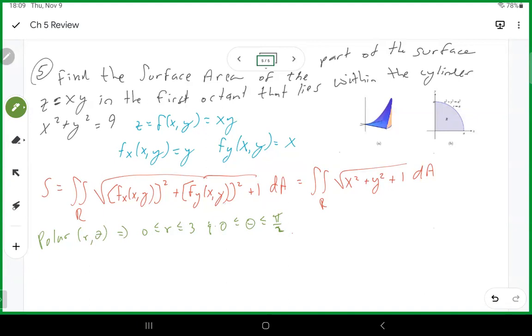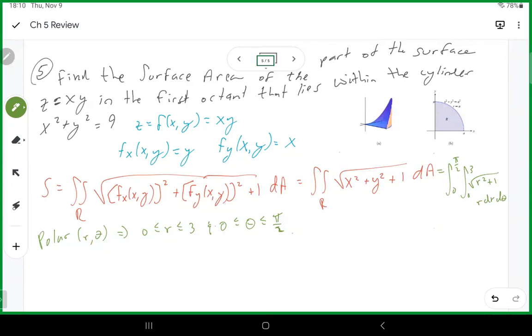Also, the identity r squared equals x squared plus y squared, to transform the integrand. Then the integral becomes, so this part up top here, 0 to pi over 2, 0 to 3, and it's just going to be the square root of r squared plus 1, r dr d theta.